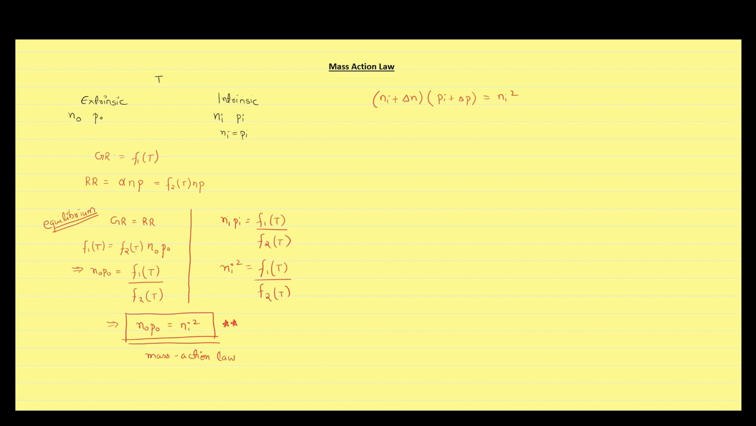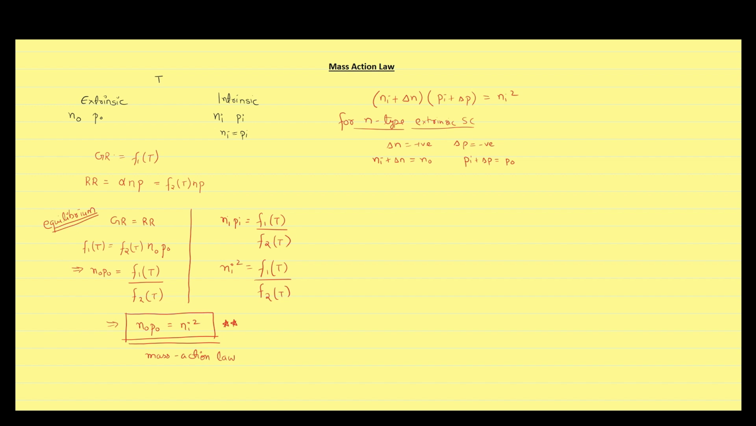This delta N and delta P are the change in free electron and hole concentration with respect to intrinsic carrier concentration. However, we can simply say that for n-type extrinsic semiconductor, delta N is positive, whereas delta P is negative. Also, for extrinsic semiconductor, Ni plus delta N is equal to N0, which is free electron concentration in extrinsic semiconductor. Similarly, Pi plus delta P is equal to P0, which is hole concentration in extrinsic semiconductor.